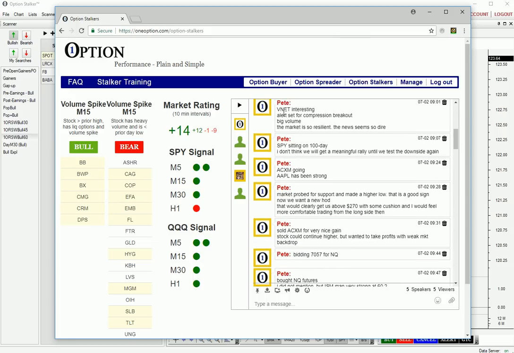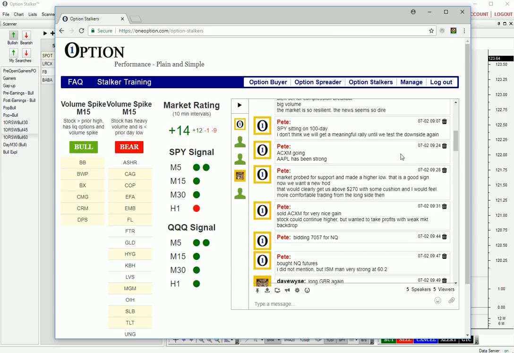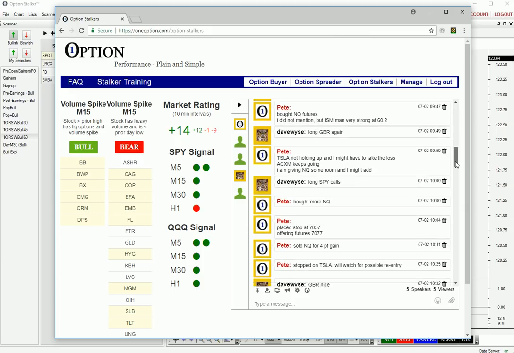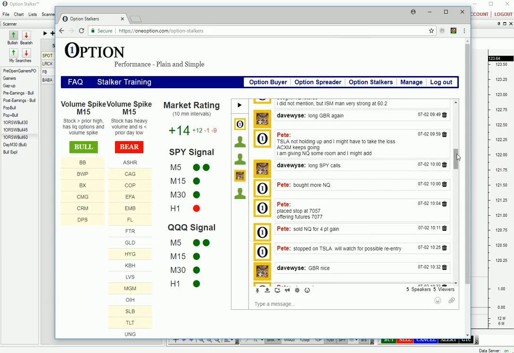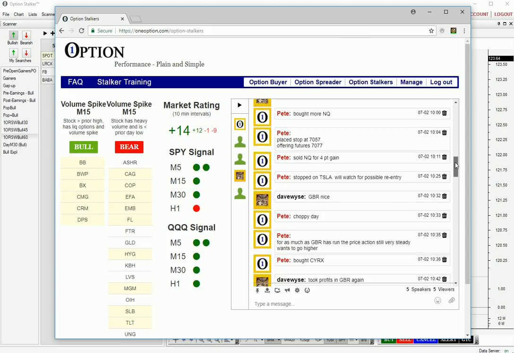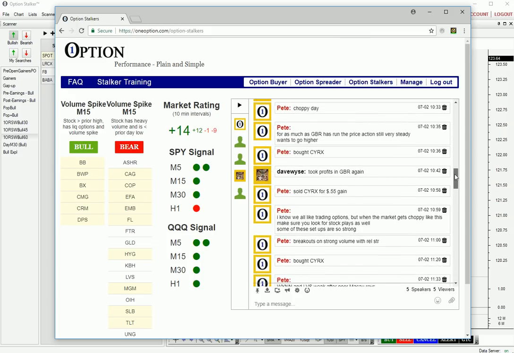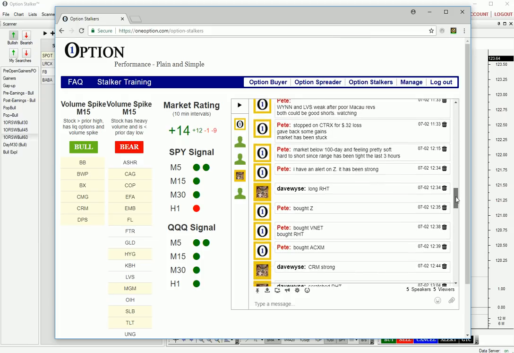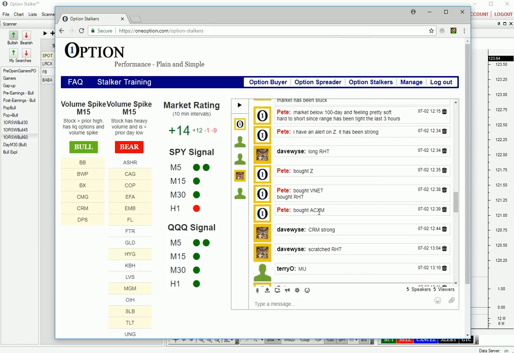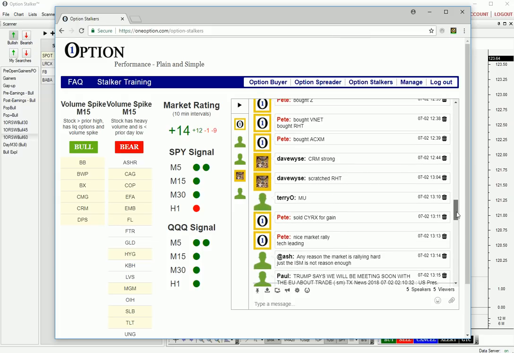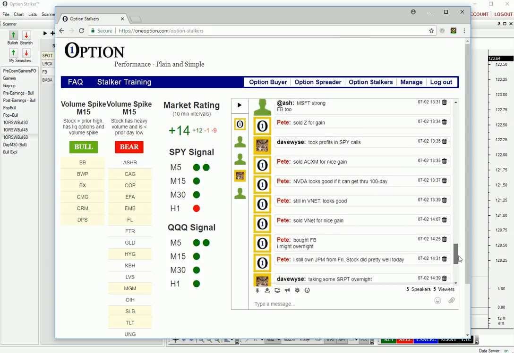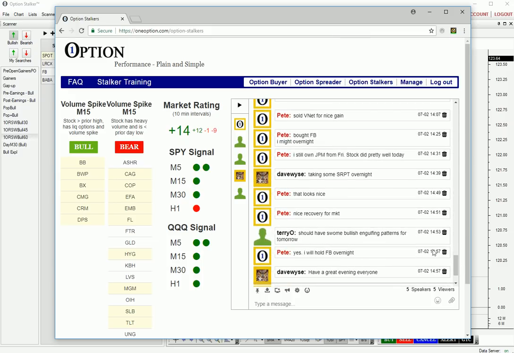So VNet was one that we got in on. ACXM was excellent. We're already noting good strength on Apple early in the day. ACXM was a very nice trade. Bought some futures, made 10 points on the futures trade. I'm just scrolling down. CYRX made money on. These were all coming up in the searches. Got back into ACXM there. And towards the close of the day, was in Facebook as well.